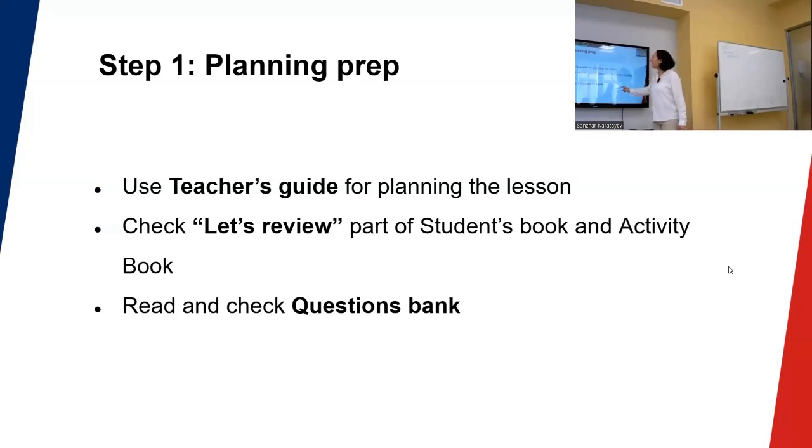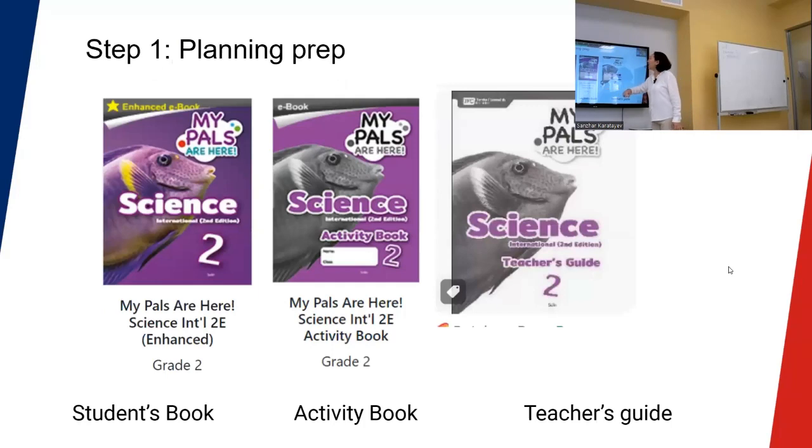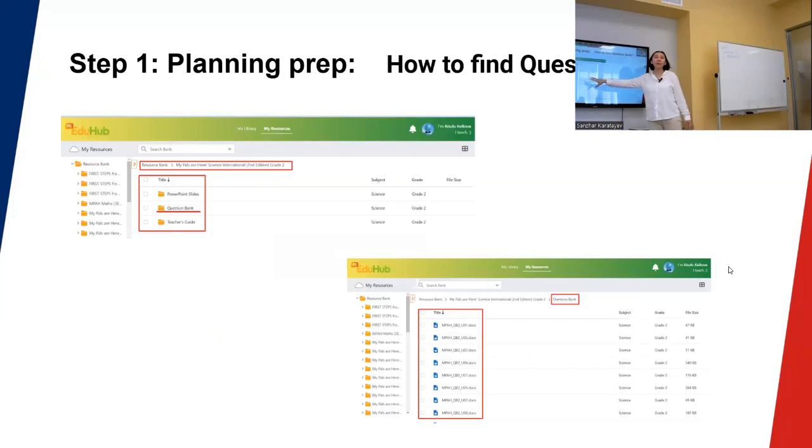As I said, we have a student's book, activity book, teacher's guide, and the question bank. Probably you will see how to access the question bank later at EduHub. It's available at EduHub. When you get your account, you can access it. The information is given here. You go to My Resources, My Pulse Science International and Question Bank folder, and it opens a question bank for each unit. So this is how to access all these materials.